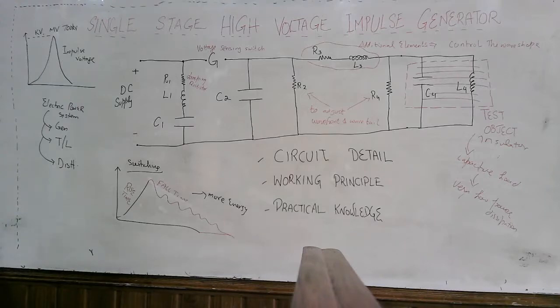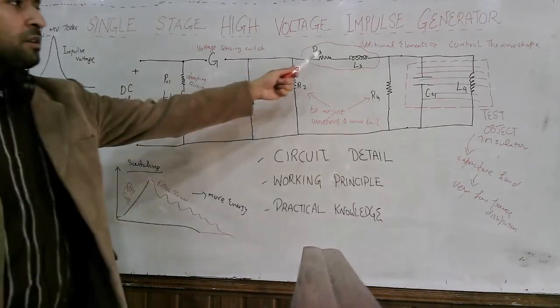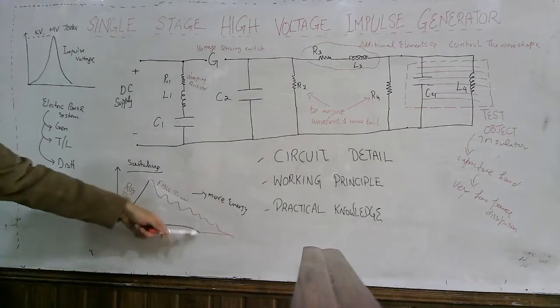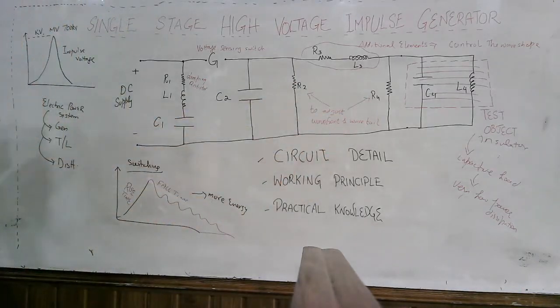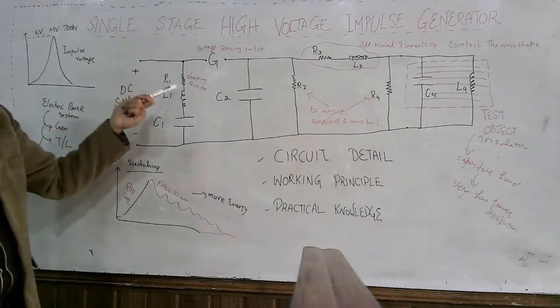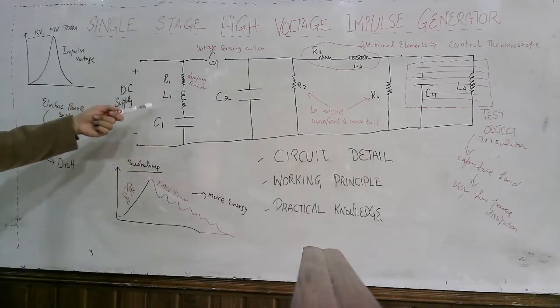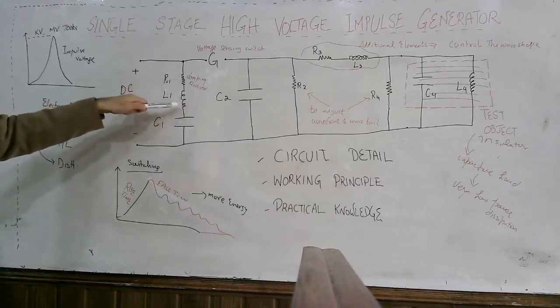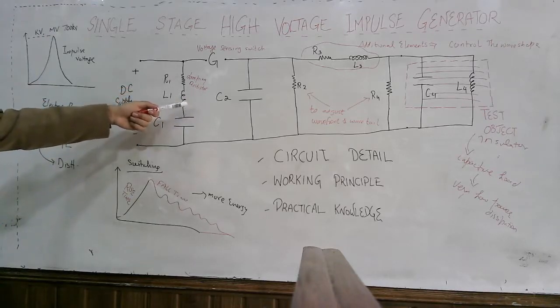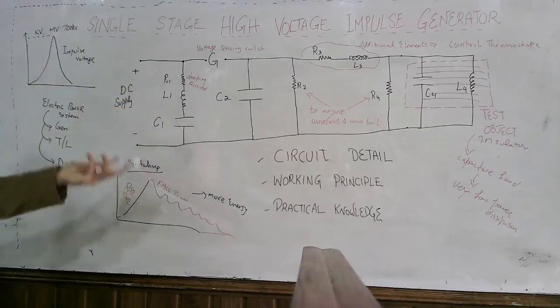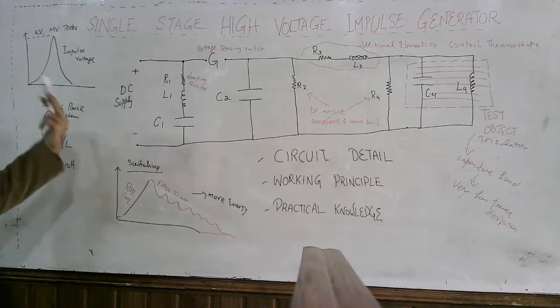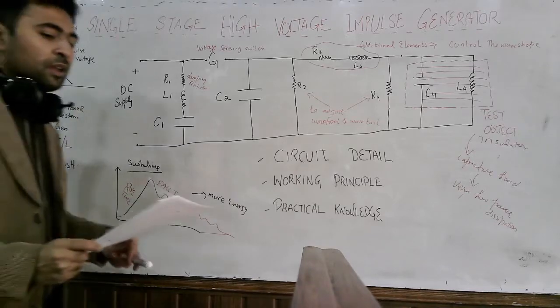So this is the complete circuit. It contains energy storage elements, it contains the additional elements to control the wave shape, and R3 and R4 to adjust the wave front and wave tail, and this is the damping resistor, also known as the charging resistor. Here the inductor as well also plays its role in storing the energy that helps us in creating the high voltage impulse.